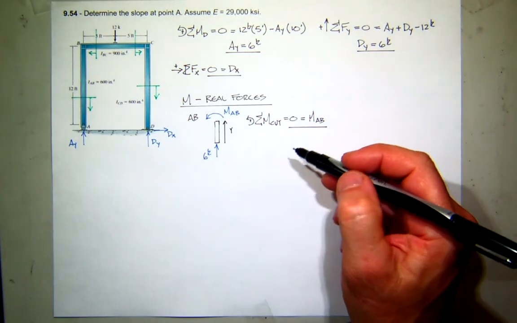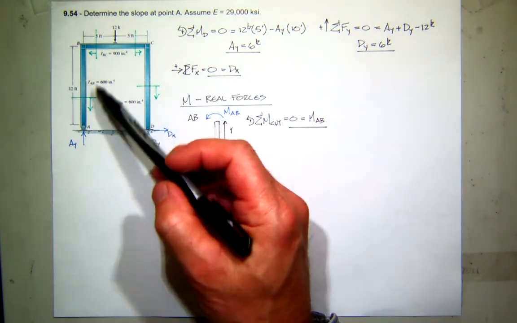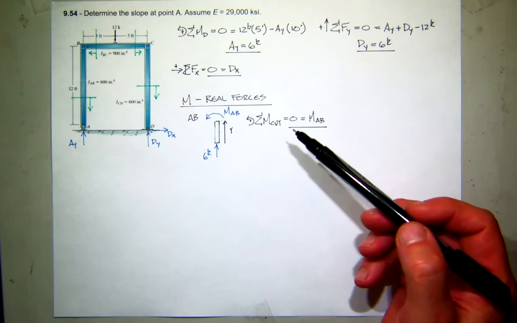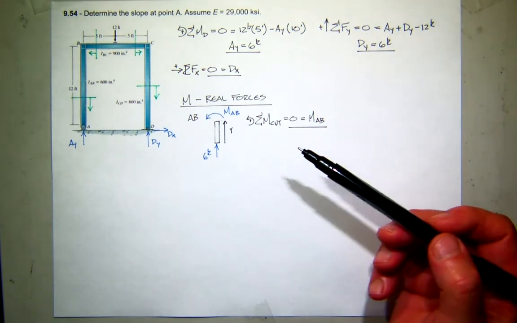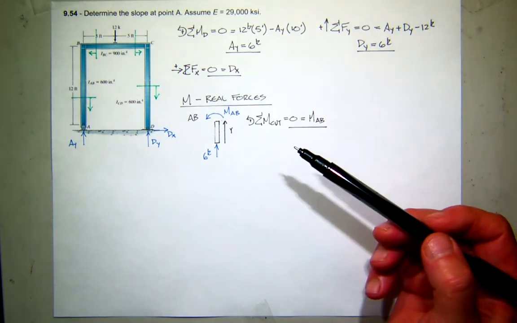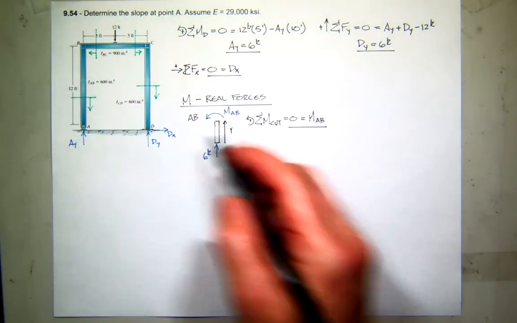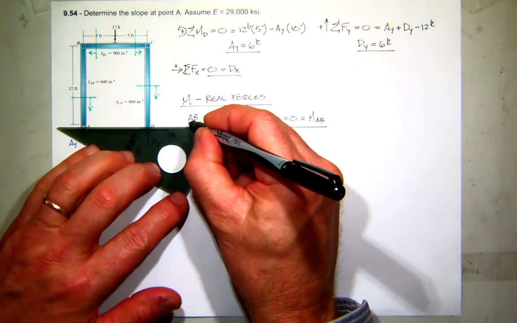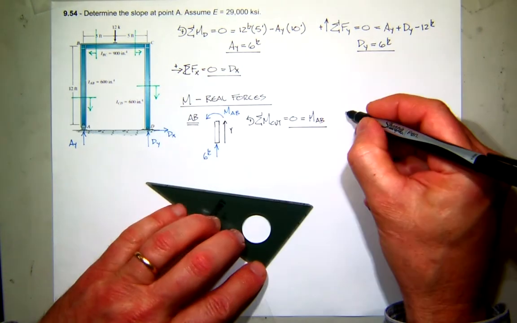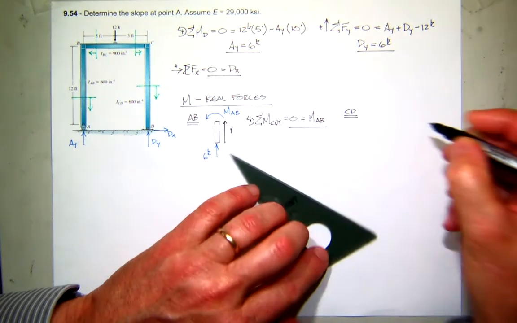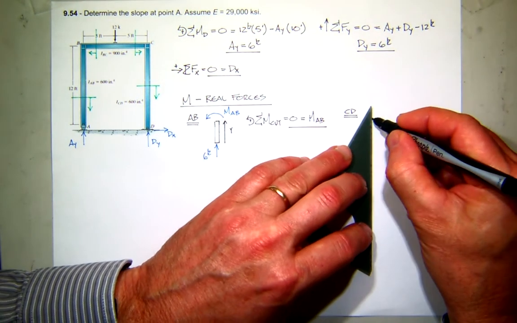So that means when I go to do my virtual system, I'm not even going to bother with finding the virtual moment here, because I'm going to multiply it by 0 and then integrate it. So it's not going to create any energy. If I also look at its mate here on the right side, this was AB. If I come over here and do CD, you'll notice I have a similar situation.